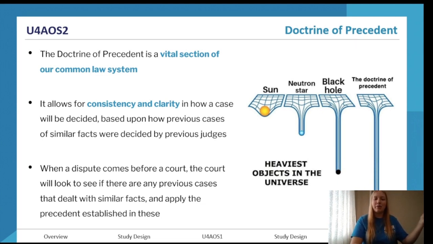So that's the breakdown of precedent. And as you can see, of course, that allows for consistency and clarity. What is the purpose of precedent? Similar cases will be resolved in a similar way, ensuring consistency, ensuring clarity, ensuring fairness for everyone.